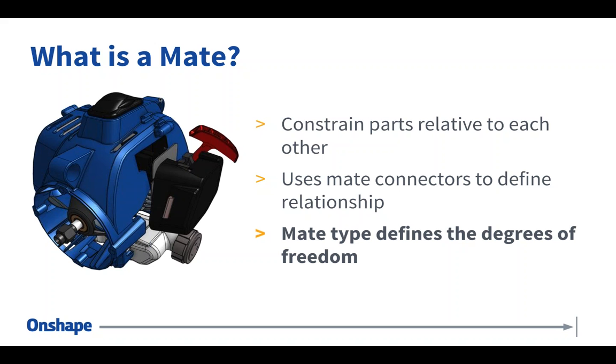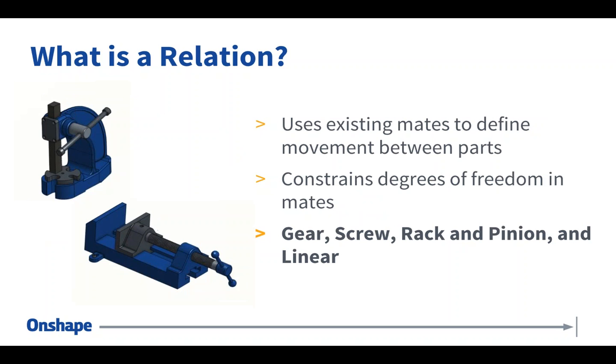Now, what is a relation? This also ties into our assembly. The key thing with relations, and it's very much what we're talking about here today, is those are the tools that you use to actually create the relationship between mates and give you that movement between parts. I think that's the key thing. It uses the existing mates, and that's an important thing to point out. We're taking existing mates that you've already used to bring the assembly together, and we're defining relationships between those mates.